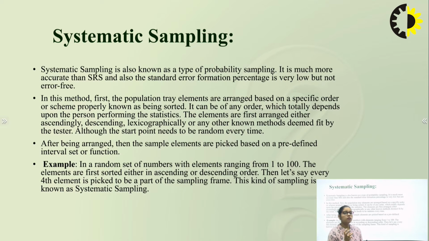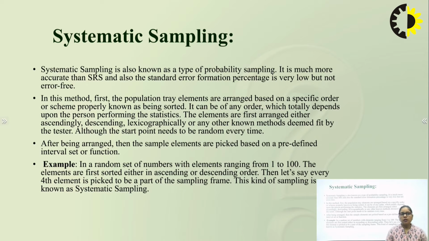In this method, the percentage of error is very low, but the method is not error free. In this method, the population elements are arranged based on a specific order or scheme, properly known as being sorted. It can be of any order, which totally depends on the person performing the statistics.